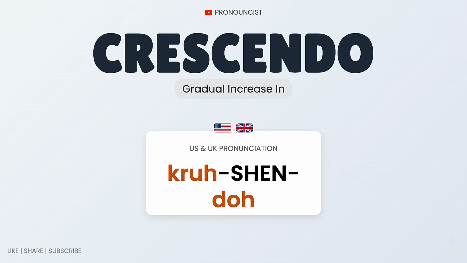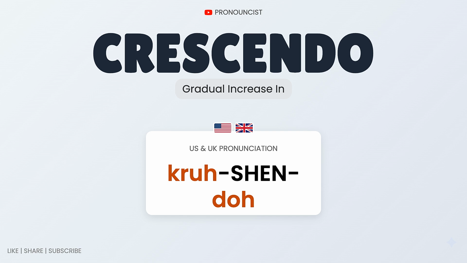K, shen, do, crescendo. Stress shen and keep do soft. Practice repeatedly and you'll soon be able to say this word perfectly.